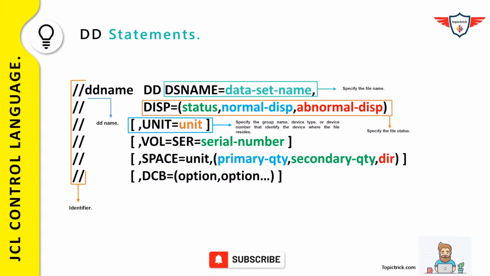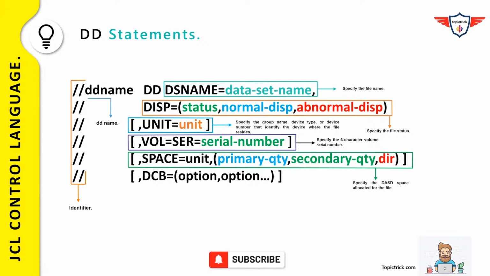The next parameter is UNIT, and it is used to specify the group name, device type, or device number that identifies the device where the file is residing. And remember, if the file is already cataloged, then you are not required to code the UNIT parameter. The next parameter is VOLUME equals SER, and it is used to specify the 6-character volume serial number of the volume that contains the file. Again, it is not required in case your dataset is already cataloged.